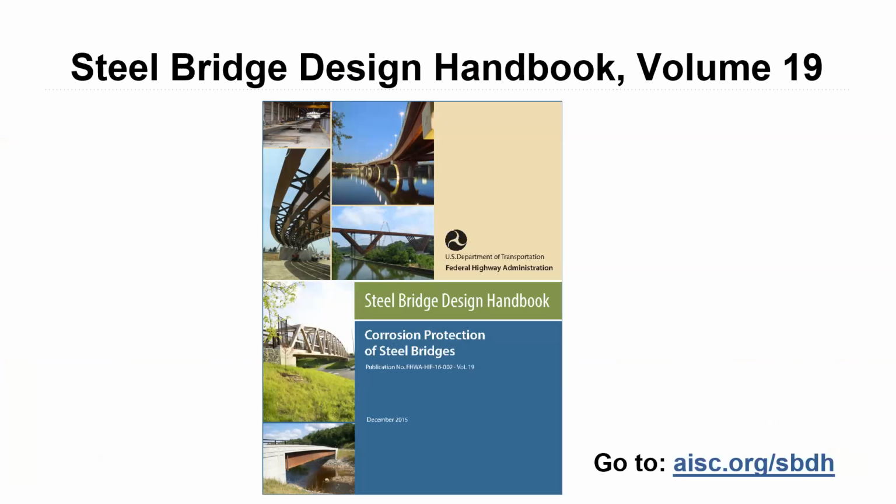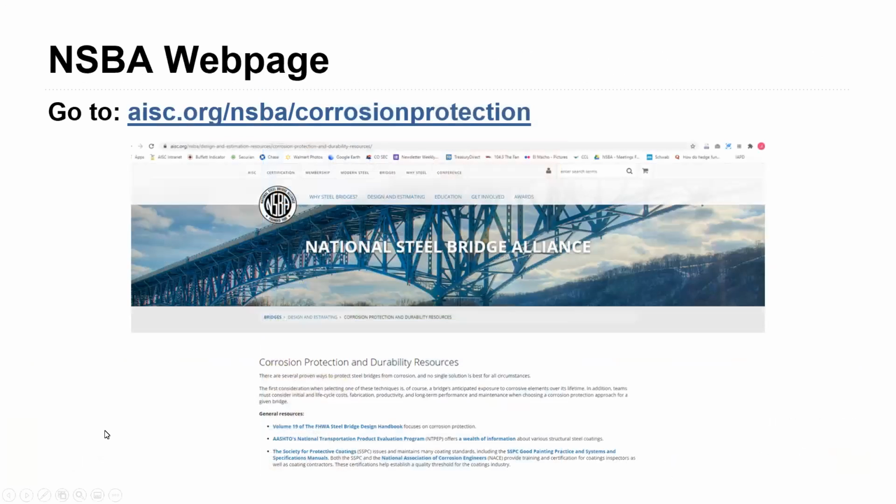And you can see the URL there on the screen, aisc.org/SBDH. That will take you to our steel bridge design handbook. Also want to point out that we have a dedicated corrosion protection webpage on our website. So you can see the URL at the top of the screen there, but that talks about all these systems as well and gives some references to some other general resources also.